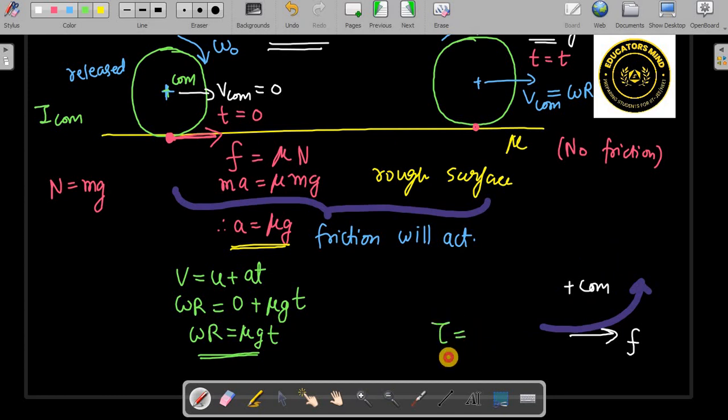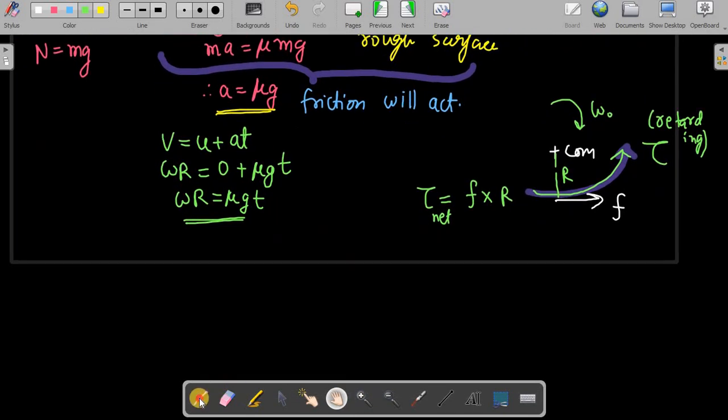So the net torque is due to friction into that distance r, so f into r. But remember, the angular velocity initially is in this direction and friction is acting, and the torque is acting in the opposite direction. So this torque is a retarding torque. Retarding means it will try to oppose the angular or rotational motion. So you should put a minus sign here.